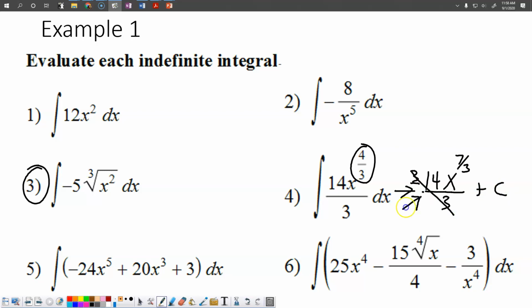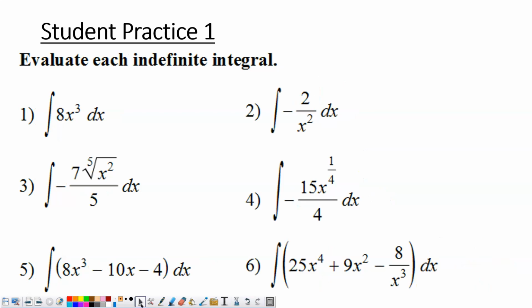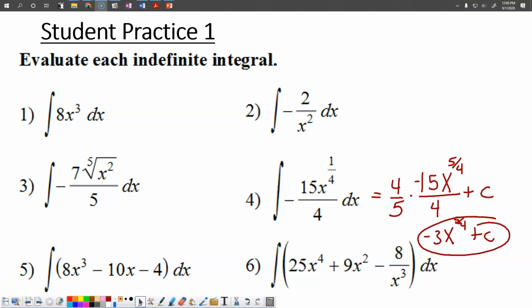3's cancel. 7 goes into 14 twice. So we have 2x to the 7/3 power plus c. So not really much special there. It's just more of the same. So if you feel like you don't need to practice that one because you've got it, that's fine. I'll still offer you the opportunity, but if you want to fast forward to our last one, you can. But go ahead and pause the video here if you're interested in doing number 4, and when you unpause it, you'll see the solution. All right, so there's our answer for number 4.